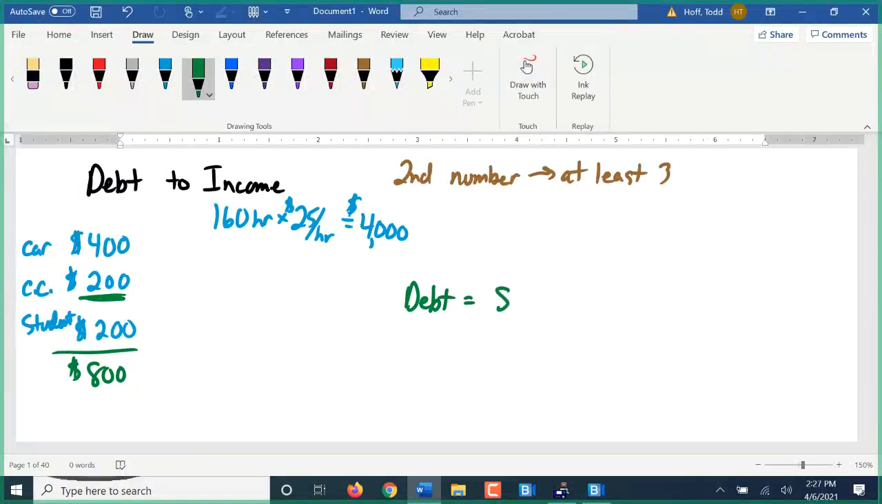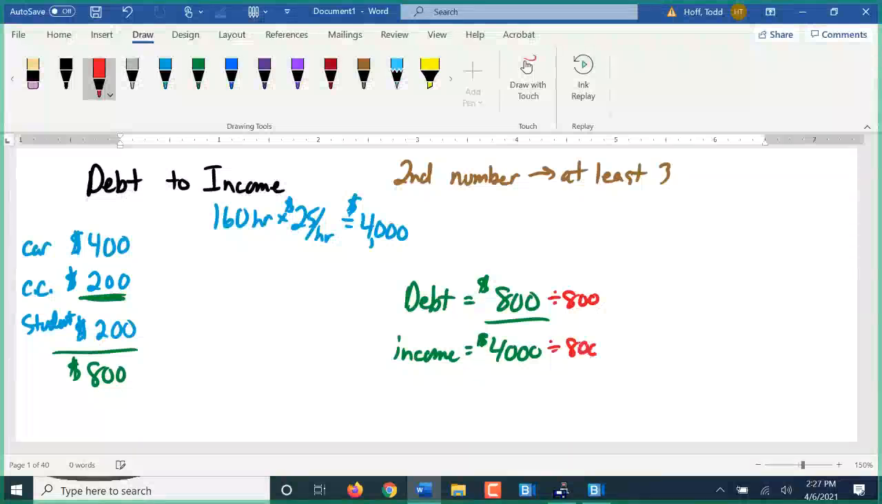So here we've got $800 is our debt for the month, and our income for the month is $4,000. Now it's a reverse unit ratio, which means we actually divide by the top number here. 800 divided by 800 is 1. 4,000 divided by 800 is 5. That's a 1 to 5 debt to income ratio.